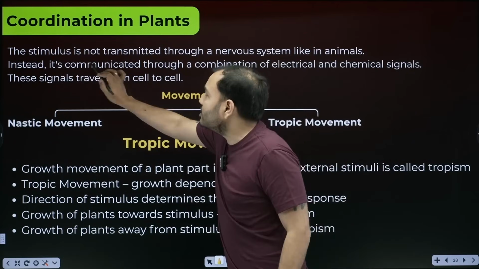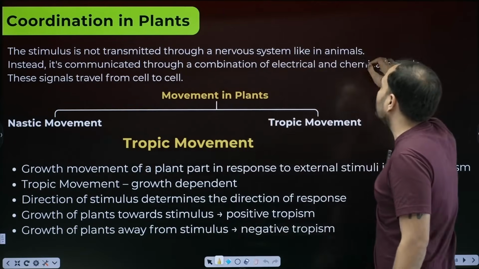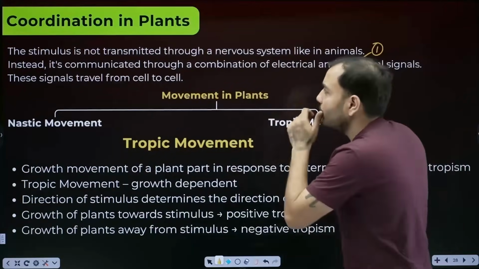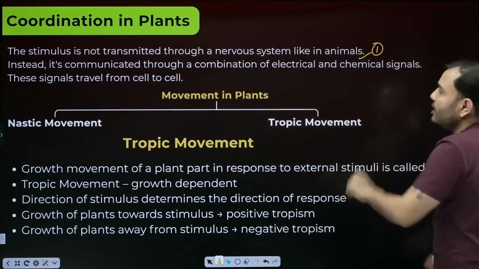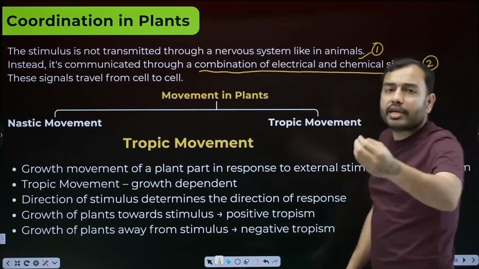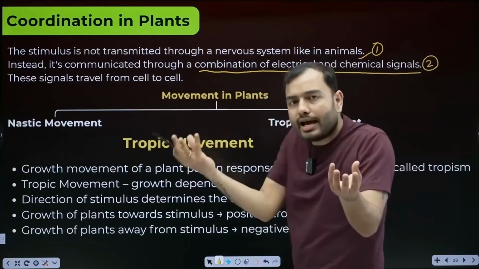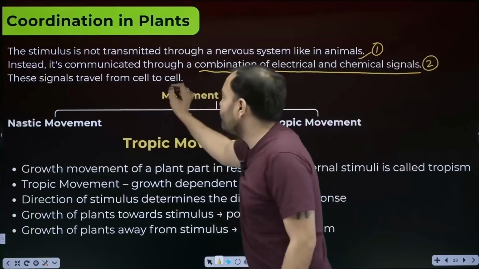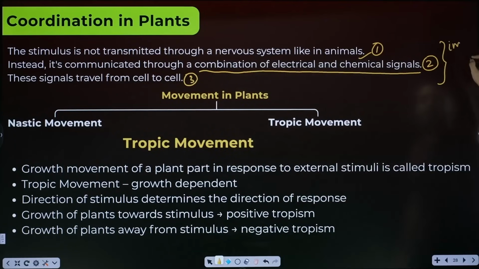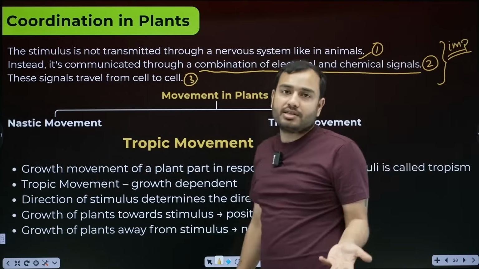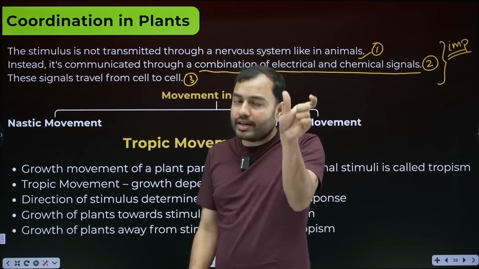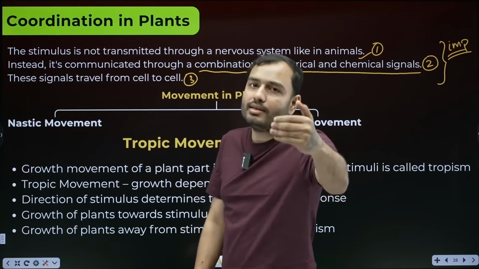So what's written? The stimulus is not transmitted through a nervous system like in animals. Point number 1, plants don't have any nervous system. Second, instead it's communicated through a combination of electrical and chemical signals. These signals travel from cell to cell. So beta, you must remember these 3 points. It's important because it asks how a signal is transferred in plants. So you will have to write that it doesn't have a nervous system, second, that it's a combination of electric and chemical impulses, third, cell to cell. Okay.